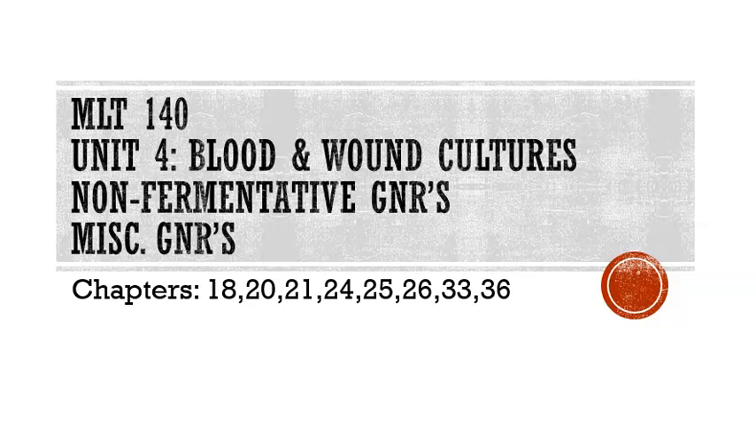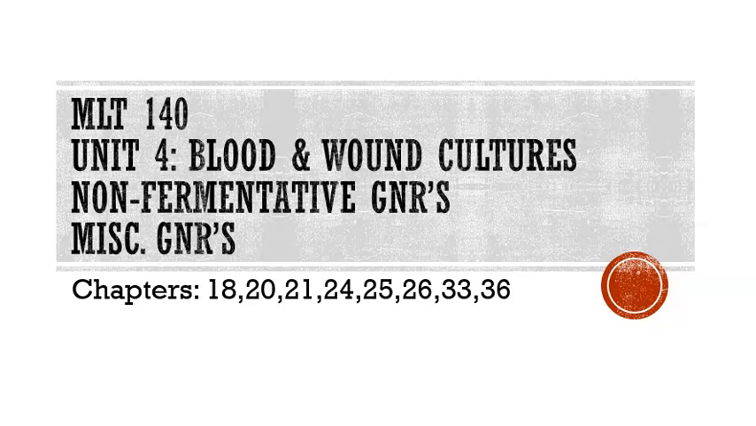We are now in Unit 4. In this unit, we're going to cover blood and wound cultures and related organisms. In Unit 3, we talked about the family of organisms known as the Enterobacteriaceae. So now we're going to talk about a different group of gram-negative rods known as the non-fermenters, and then at the end there will be some information on some miscellaneous gram-negative rods.